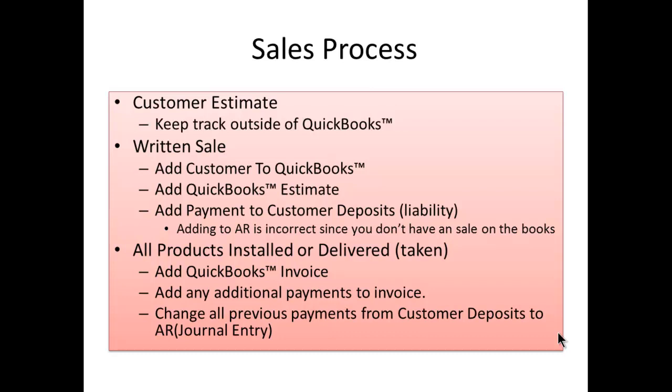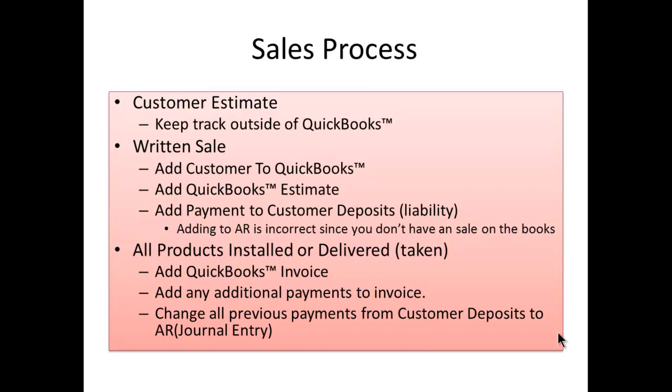So first of all, a customer comes in, you give them some estimates, as we've already talked about. Probably track it outside of QuickBooks. Then you get an agreement from them, a written sell. Okay, and it's a three-part process here. You're going to add a customer to QuickBooks. Okay, a customer account. So if they're not already in there, you have to create an account for that customer. Secondly, you have to add an estimate for that written sell. And thirdly, you would add any payments that the customer gives to you, if there are any.